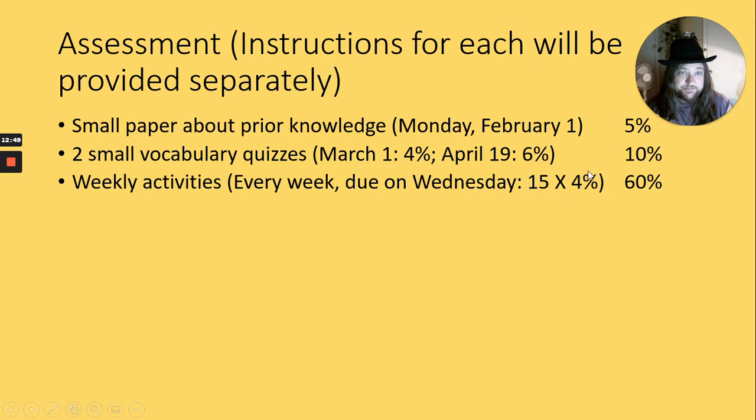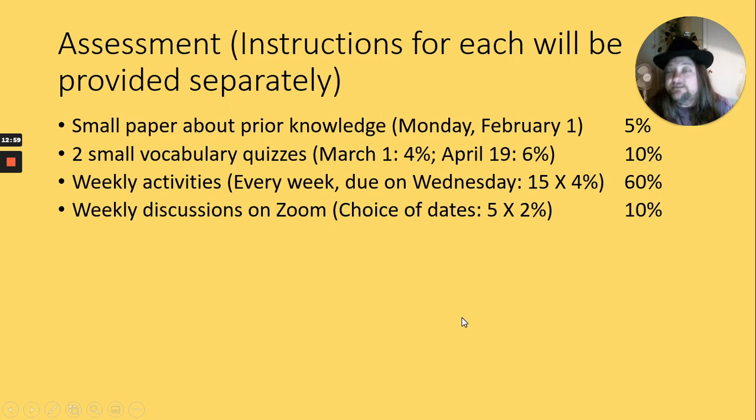Okay. Weekly activities. So what I described on the previous slides, those activities you're going to do every week. So 4% per week, for 15 weeks times 4%, total of 60%. And the other thing, and you'll get more instructions on this in a separate document, every Wednesday, as I mentioned, we're going to have an open discussion on Zoom about the stuff from that week, or any relevant things that students want to talk about. And you can come to all of them if you want.